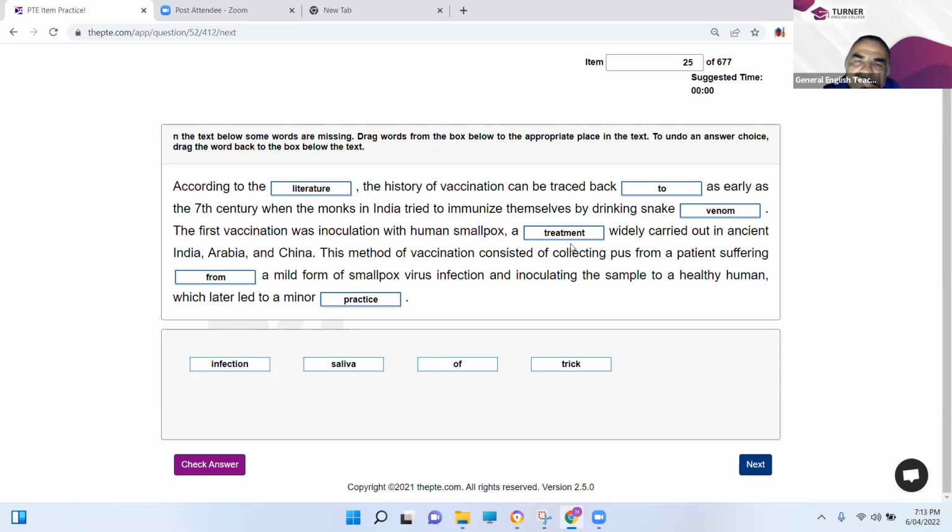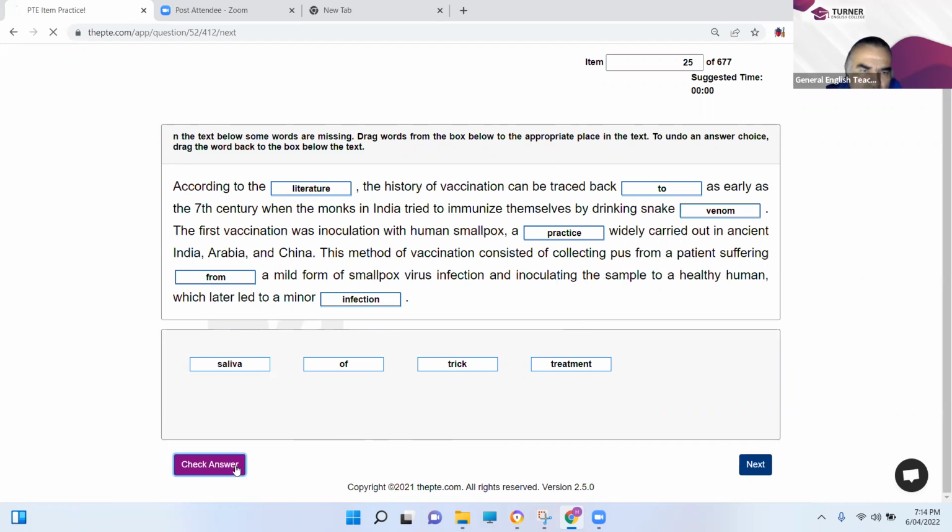Anyone else have any idea? Practice. Very good. For medical, we say this practice. So practice here refers to whatever that medical procedure is, and they call it a practice. So widely carried out. Good. And the last one, a minor treatment. No. Infection. It's a minor infection, because we are talking about vaccination.